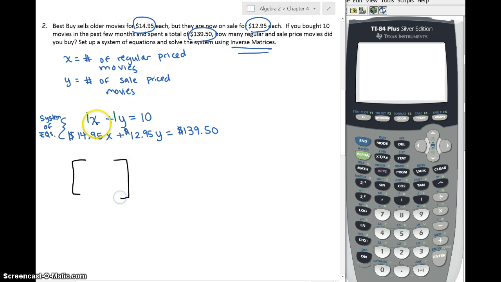First thing we do is take the coefficients 1, 1, 1495, 1295. Second thing is our variable matrix. So we have an x first, y second, equals, and then we have the numbers that it's equal to, 10 and 139.50. Make sure everything looks good, and now we are ready to solve.